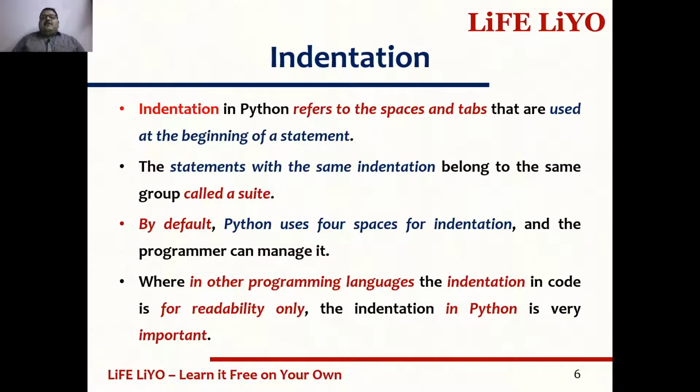Now indentation. What does indentation mean? Indentation refers to the spaces and tabs which we provide at the start of a statement. While writing code in any programming language, the spaces which we provide at the start of a line are called indentation. C programming doesn't follow any indentation. What does it mean? We will look into the example later.